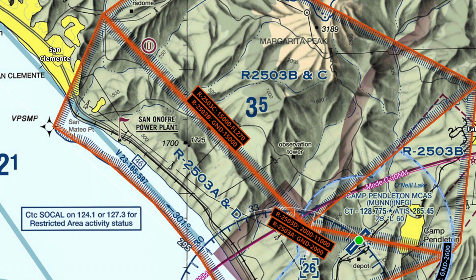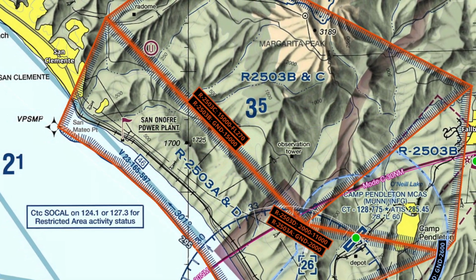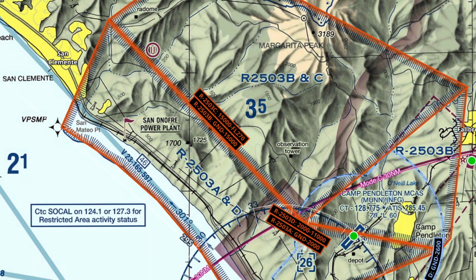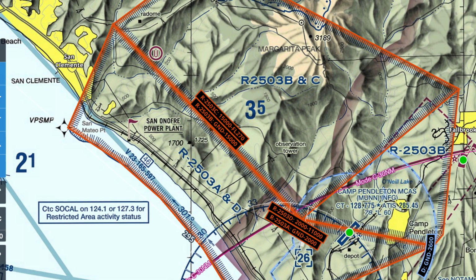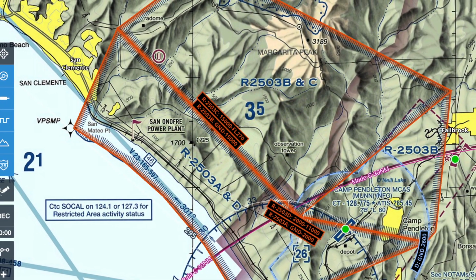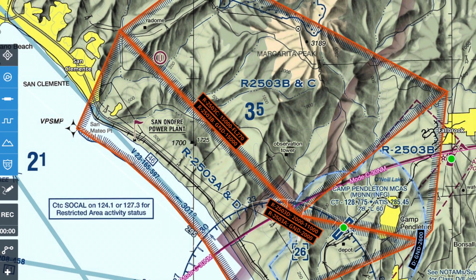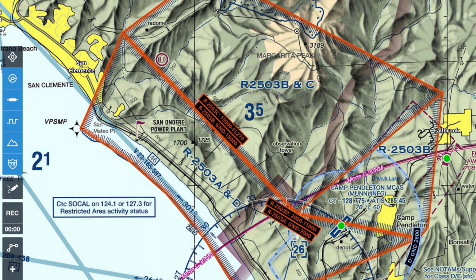Here we have another example of a restricted airspace. This is over the Marine Corps base of Camp Pendleton in California, and it's restricted because it is a military base, and usually there are times where there's live artillery fire, fighter jets training in the area, so you can fly through them. You just need permission from the respective frequency again.